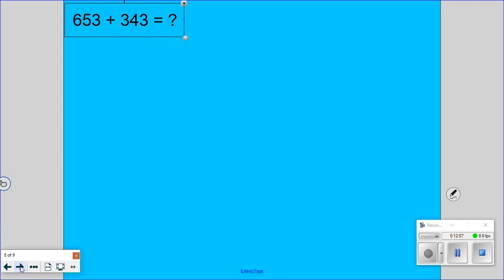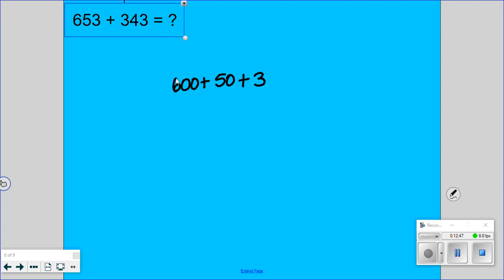When we are adding, we're going to expand those numbers out and then add the like units. So similar to what we did 2 days ago, we're going to add the ones together because they're ones. We're going to add the tens together because they're tens. We're going to add the hundreds together because they're hundreds. Let's go ahead and write this equation, 653 plus 343. Once you write that equation, we're going to rewrite it in expanded form. So I'm going to write 600 plus 50 plus 3.